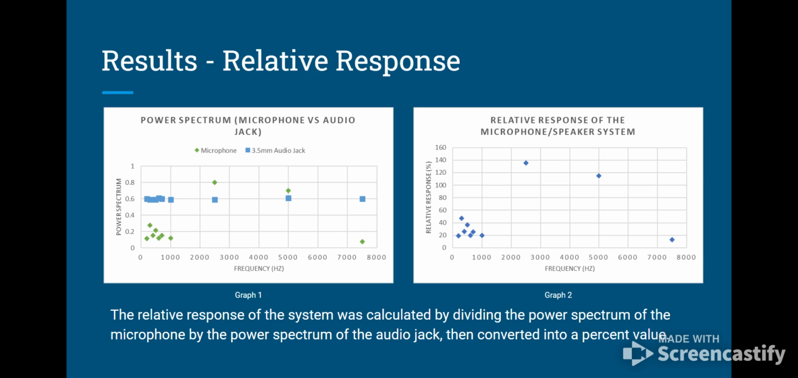In graph 1 on the left, it shows the sampled power spectrum values measured in VRMS squared as a function of frequency. Data for the microphone is represented by the green diamonds, and the audio jack data is represented by the blue squares. In graph 2 on the right, it shows the relative response as a function of frequency, which was calculated by dividing the power spectrum of the microphone by the power spectrum of the audio jack and then converted into a percent value.